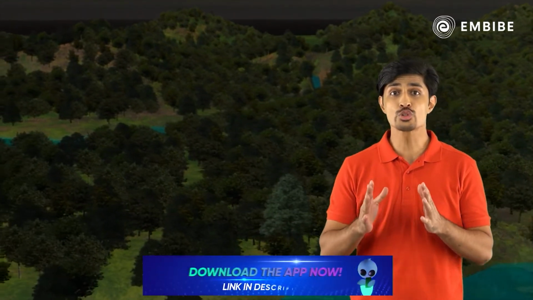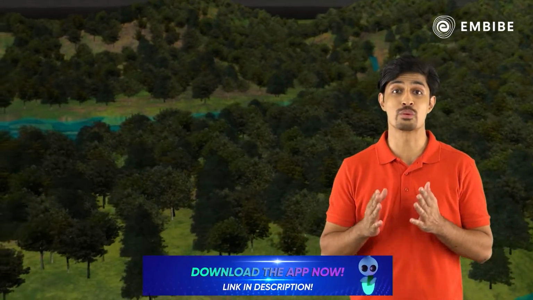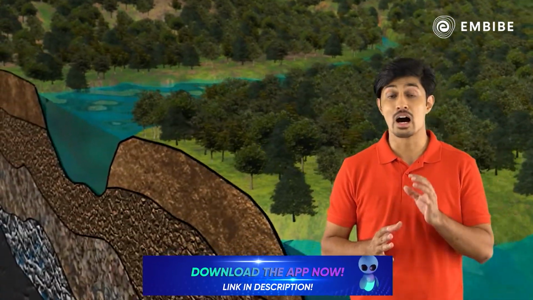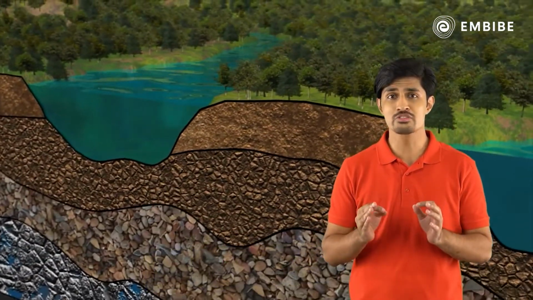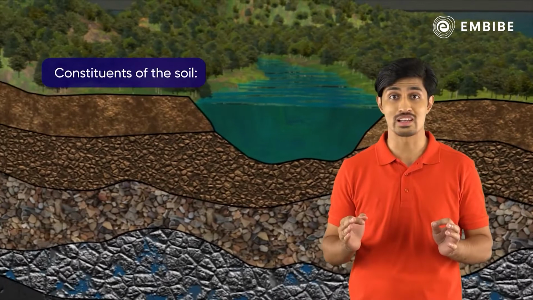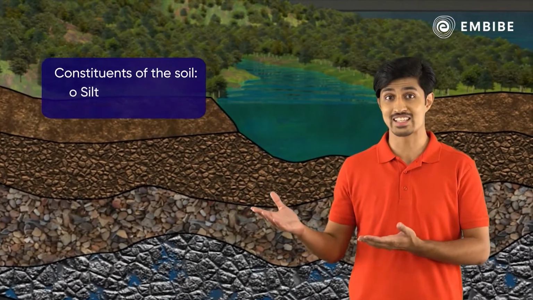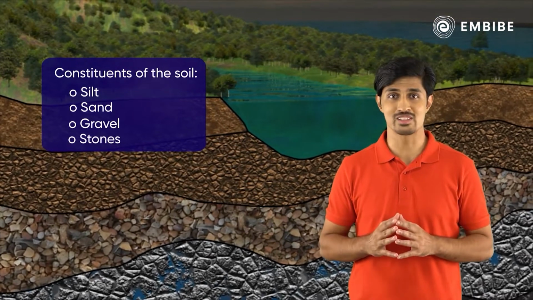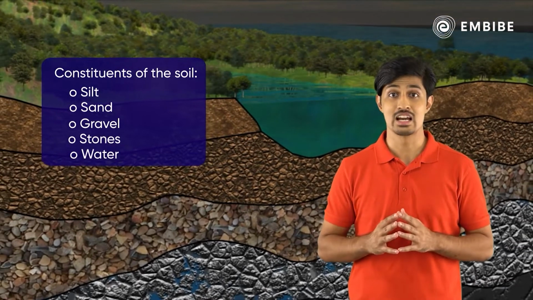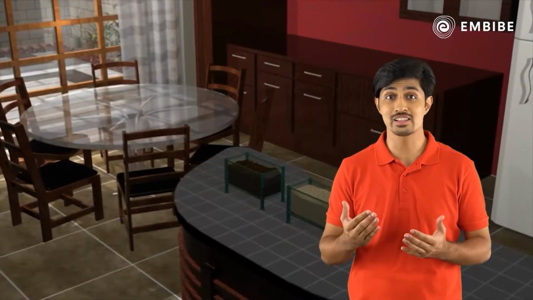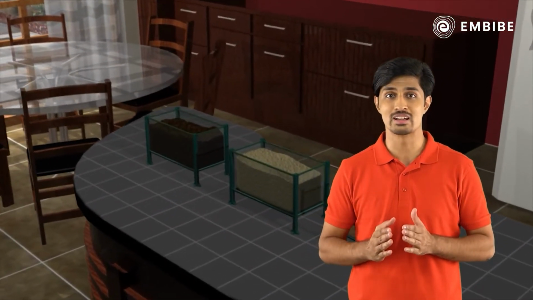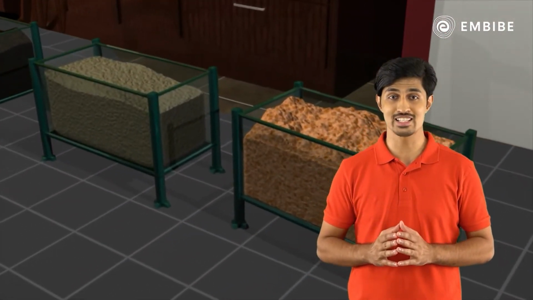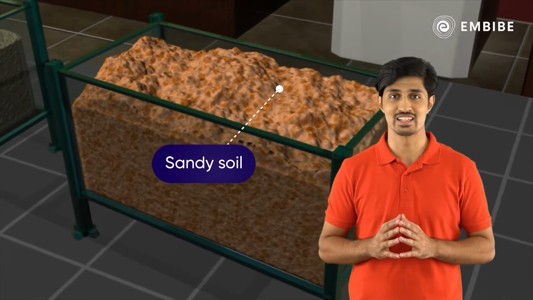The land looks uniform when observed from outside, but a cutout shows that there are a number of constituents in soil, such as silt, sand, gravel, stones, and other colloidal particles such as water. Depending on the type of particles and their proportions in the soil, soil can be classified as sandy soil.